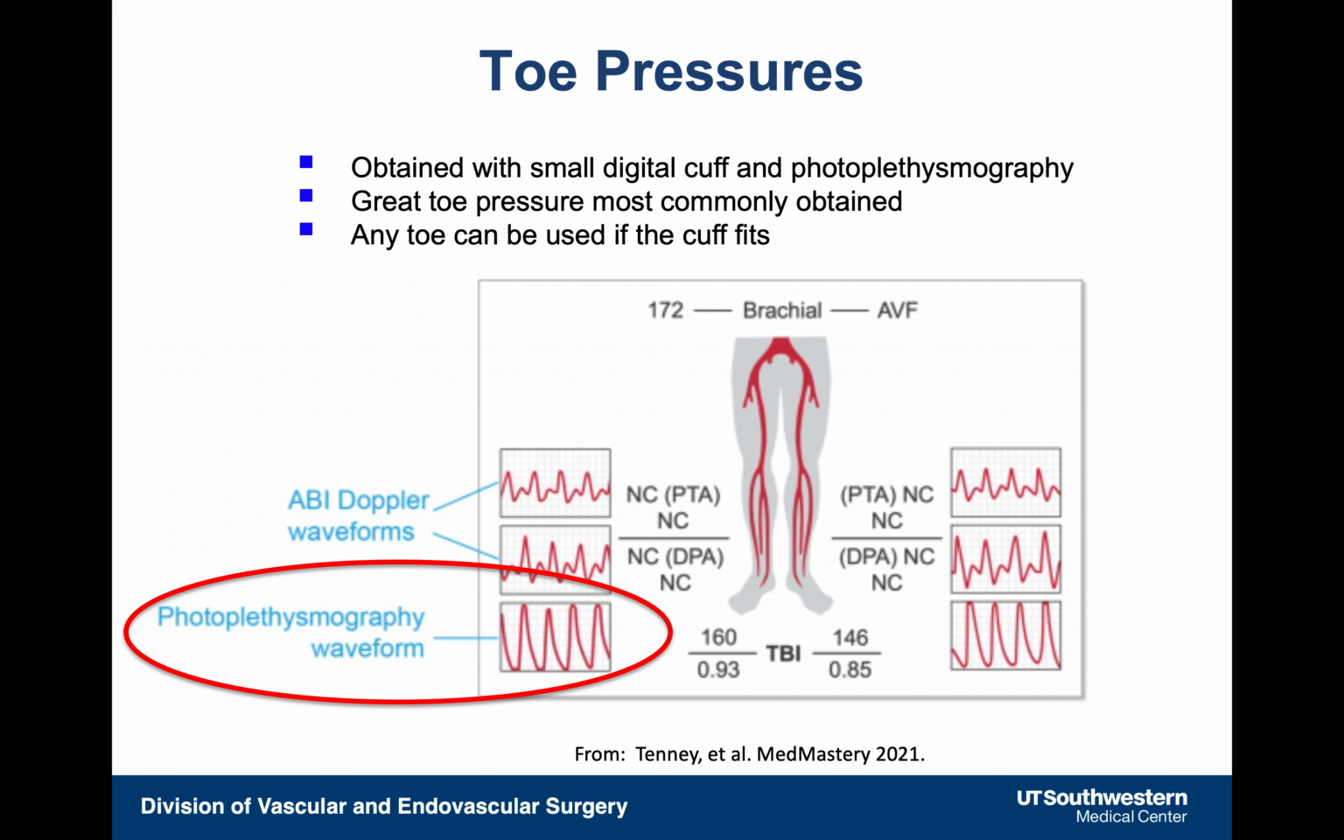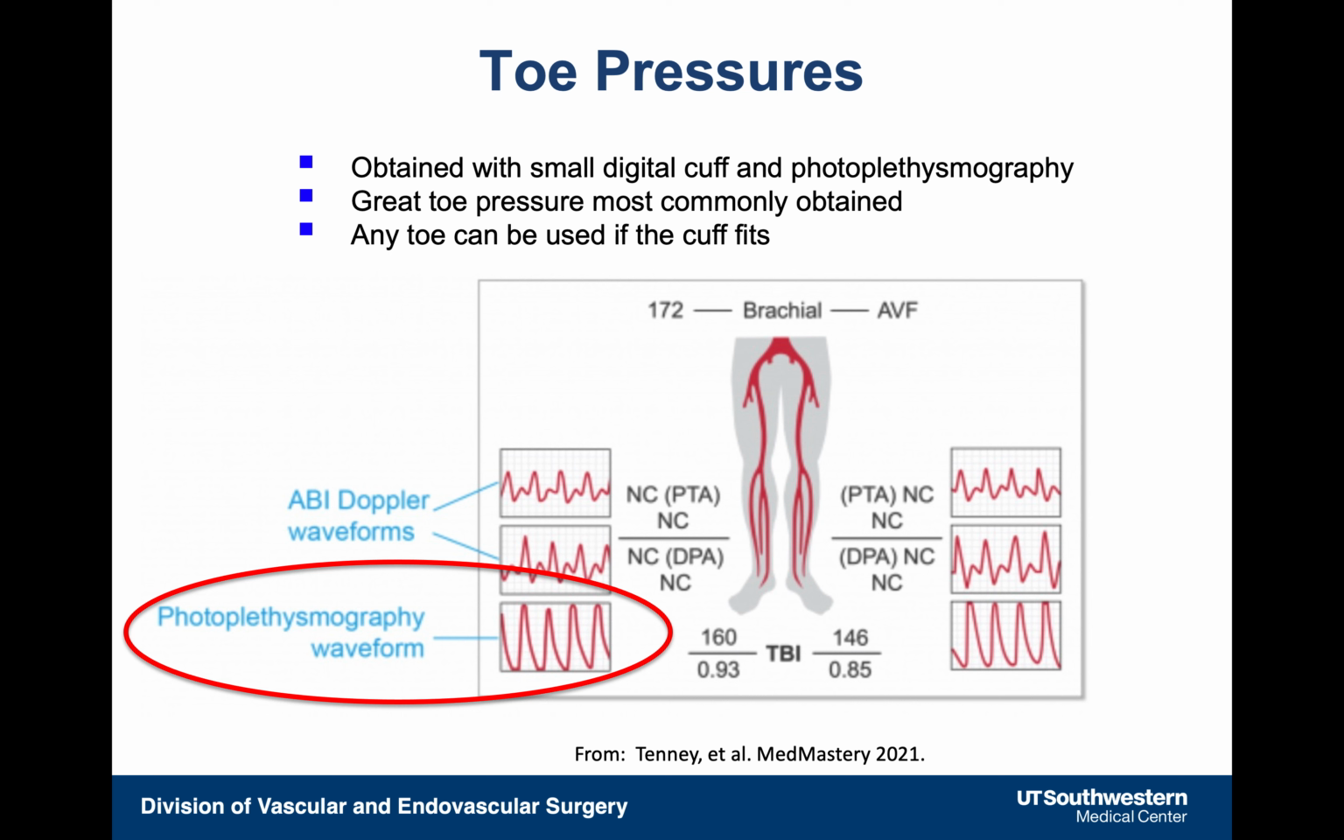And this is a good clinical example of a patient who has non-compressible posterior tibial and dorsalis pedis arteries, has a PPG waveform at the toe, showing a toe pressure of 160 on the right, 146 on the left, and excellent toe brachial indices. So in fact, in spite of the fact this patient has basically lead pipe arteries, the perfusion of the foot is quite good. So this is how toe pressures can help you in interpreting the numbers that you see from the ankle brachial index when those arteries are calcified at the ankle.